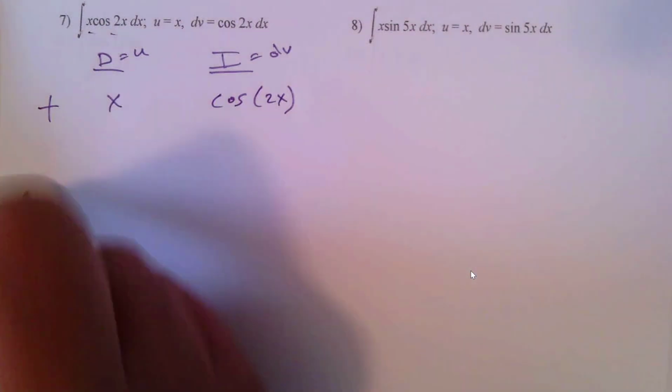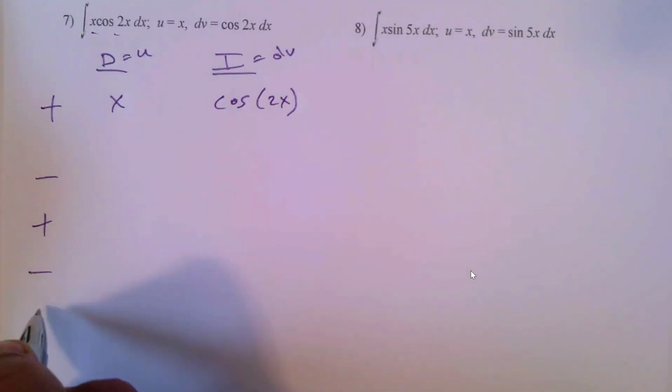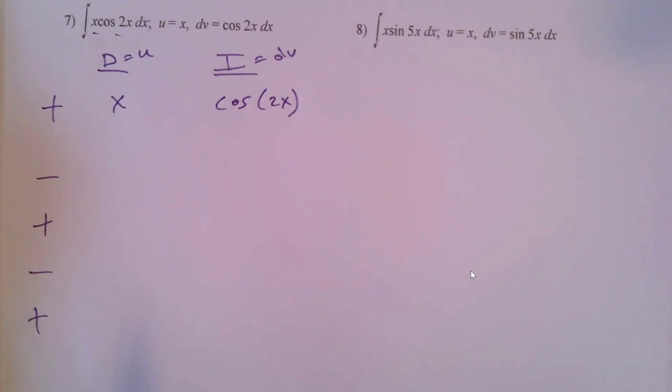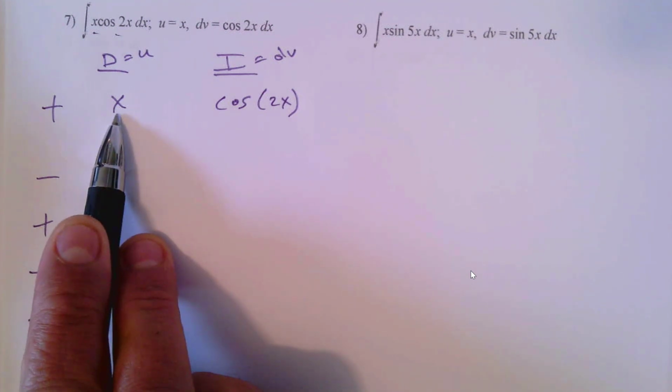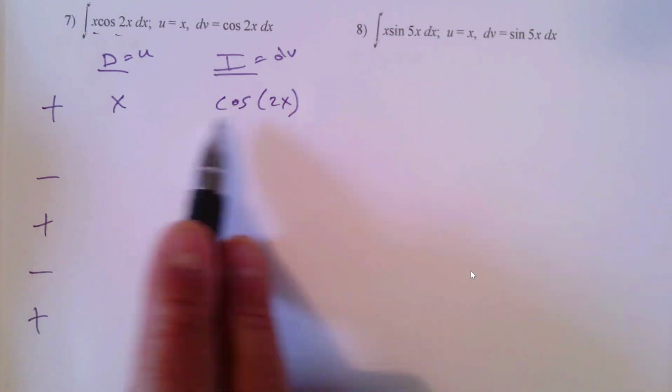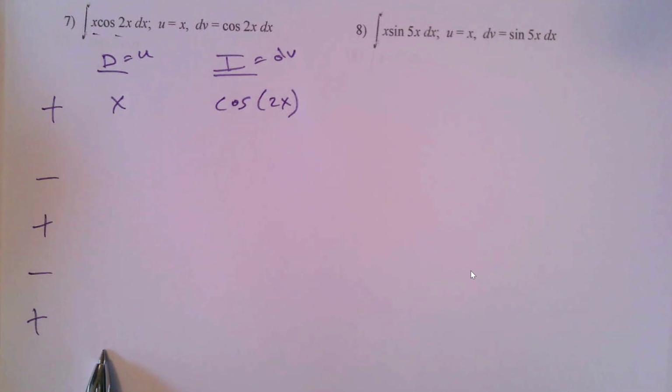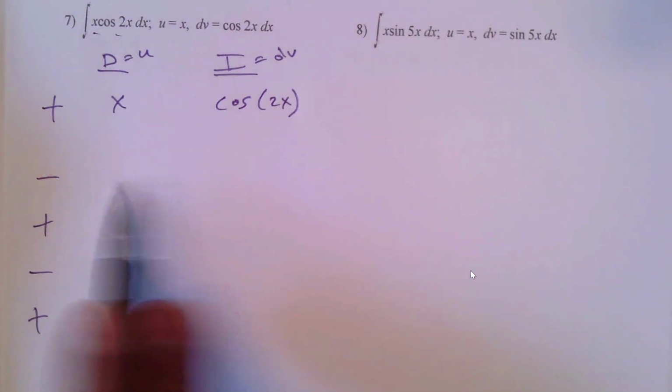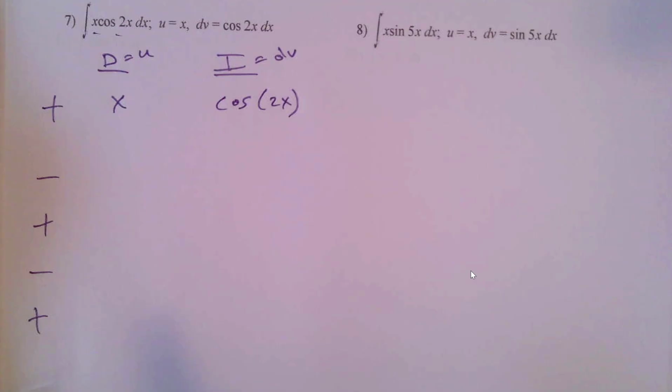Remember, our rows are going to go plus, minus, and so on. And we just differentiate. And when do we stop? Well, we're going to stop whenever we have a row that multiplies to something we can integrate, or if we get a 0 here in this column.